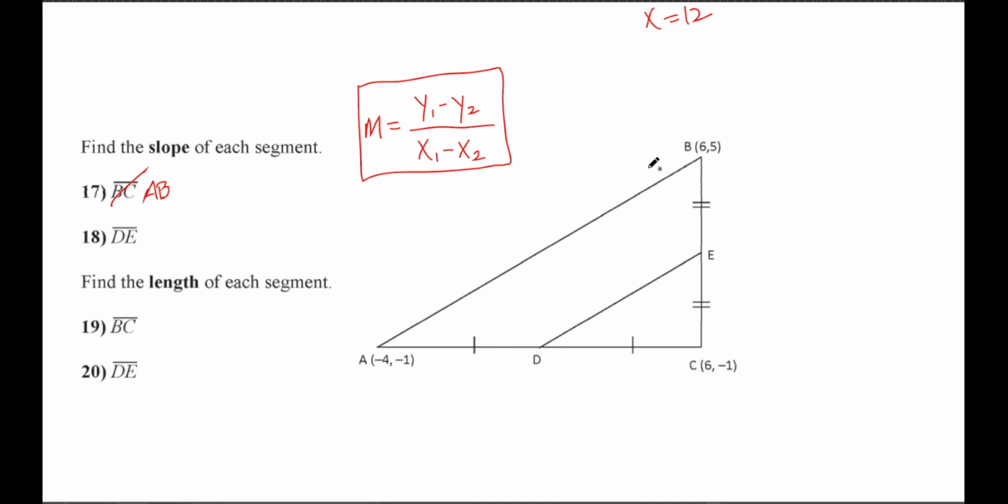So let's find the slope of this thing right here. How do I find the slope? We're just going to do one of them because the other one's exactly the same. How do I find the slope of AB? I subtract the y's from each other: 5 minus negative 1, and then subtract the x's from each other: 6 minus negative 4. 5 minus negative 1 is 6, and 6 minus negative 4 is 10. Reduce it. What is it? 3/5. So the slope of this is 3/5.